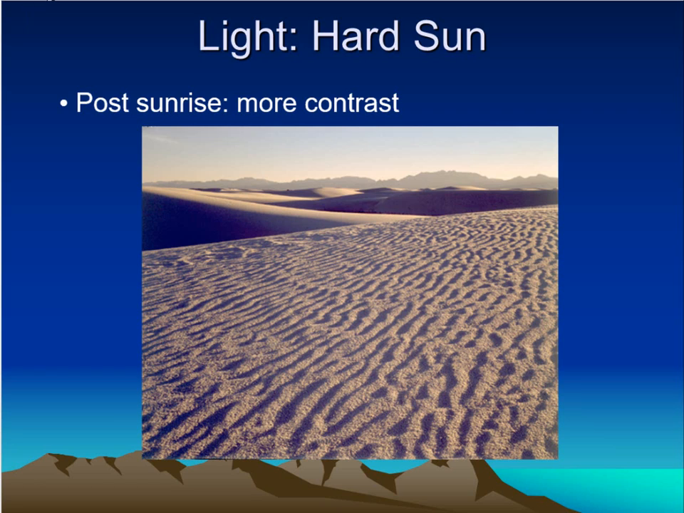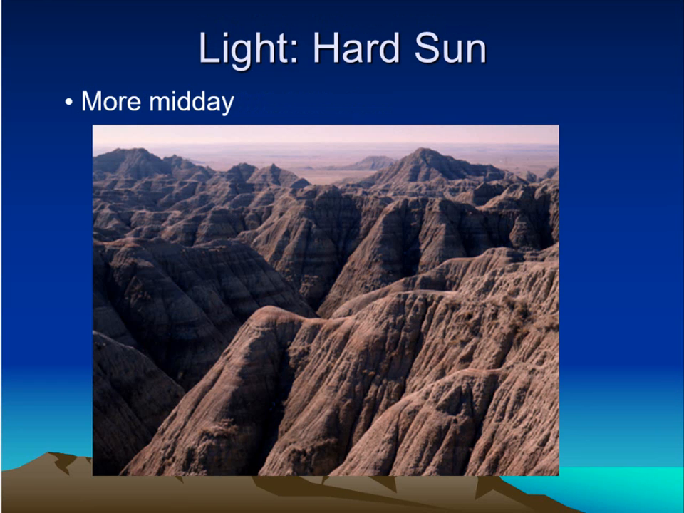So by no means should you stop shooting. You should just pay attention to your subject and how the light at that time is affecting it. And then here's another example of light midday that doesn't work very well. The color is gone. This is the Badlands in South Dakota. The light is very blue and very contrasty, and it doesn't help that there's backlighting, which is creating even more shadow.